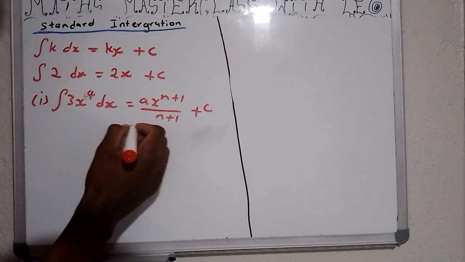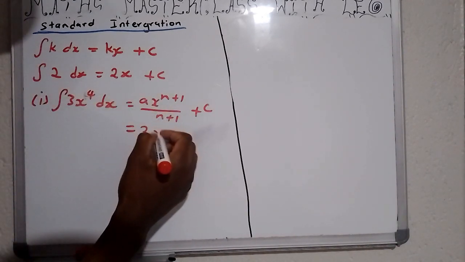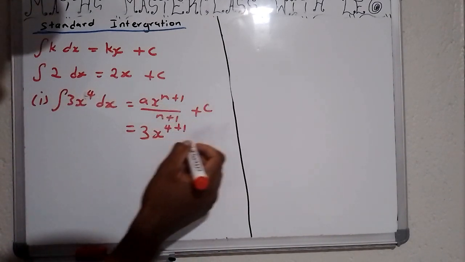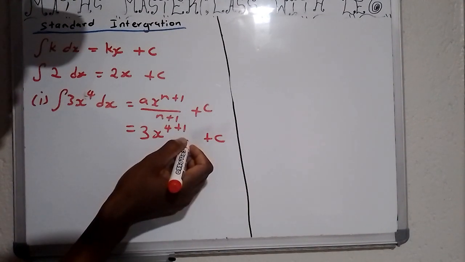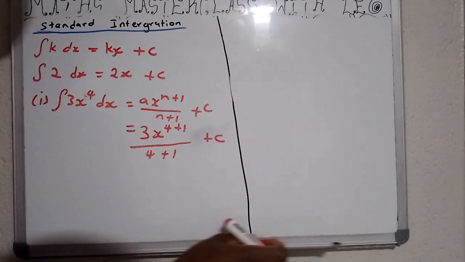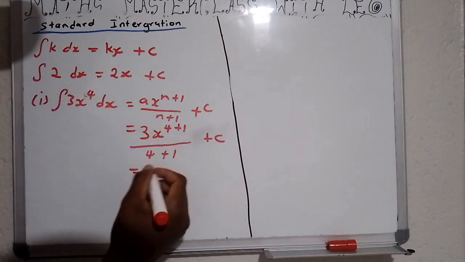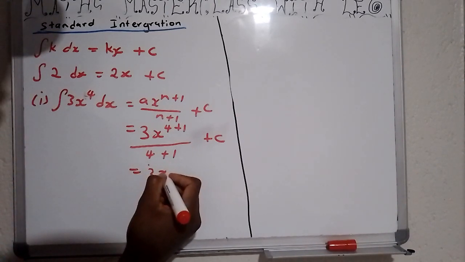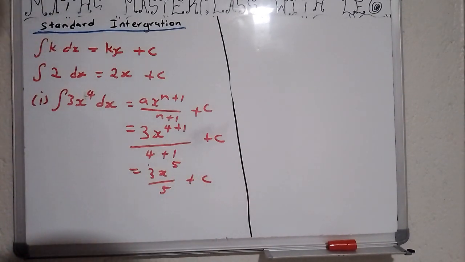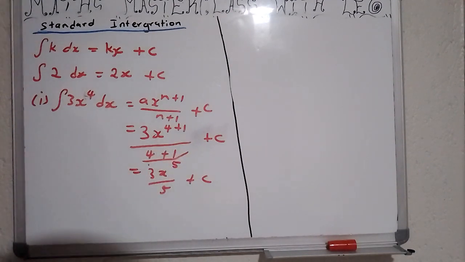Right? Then after that, what is the value of a? a is 3. What is the value of x? It is just x to the power 4. Don't forget plus 1, plus c, all over 4 plus 1. So I'm going to get 3x to the power 5 all over 5 plus c, right? That is my solution.